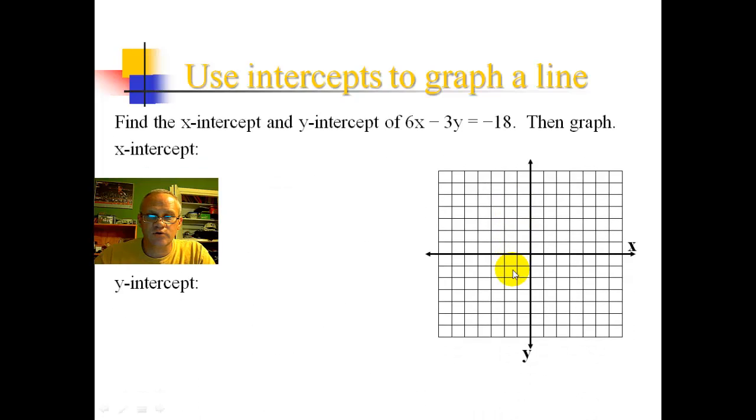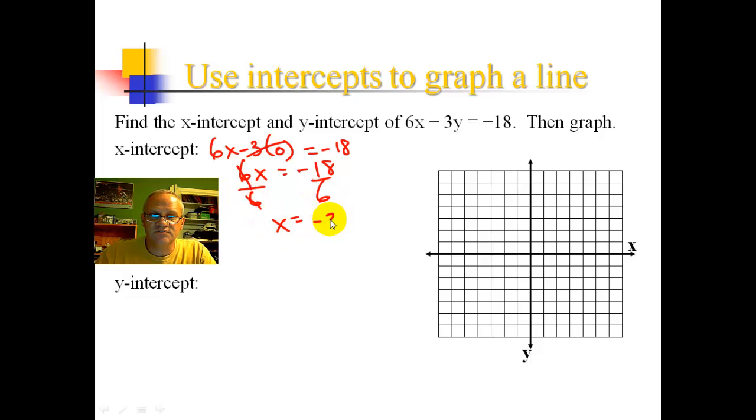All right, one more. Last one. Let's do the same thing here. Remember, at the x-intercept, y is 0. So what do I have? 6x minus 3 times 0 equals negative 18. I just put 0 in for y. 0 times anything goes away. So now I have 6x equals negative 18, divided by 6. So x equals negative 3. So our x-intercept is 1, 2, 3, negative 3 on x. Negative 3, 0.